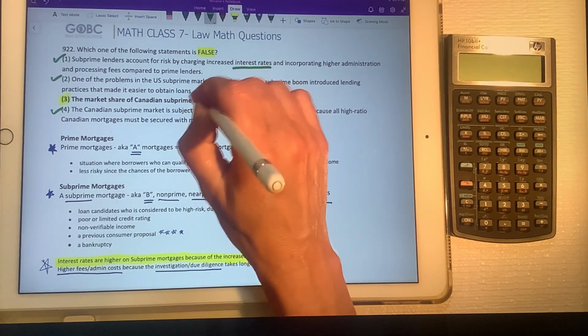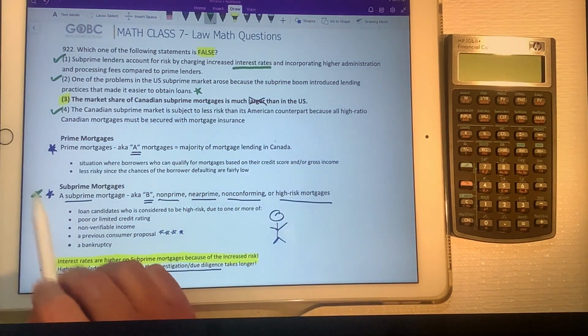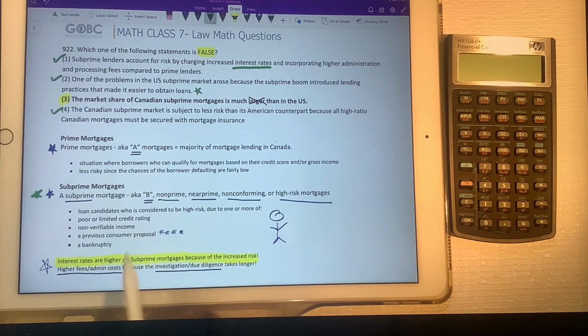So yes, when you're giving out more mortgages to people, even though they don't have a very good credit rating or maybe they don't have a very long credit history, then one of the problems we had when lots of people were not able to make their payments is because a lot of subprime loans had been given out to the owners of those properties. And the Canadian subprime market is subject to less risk than its American counterpart because all high-ratio Canadian mortgages must be secured with mortgage insurance.